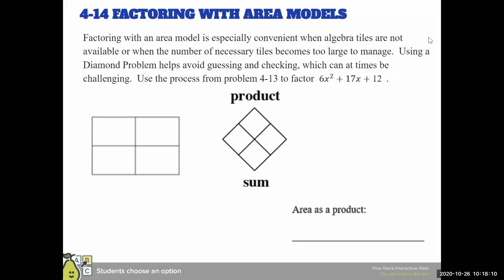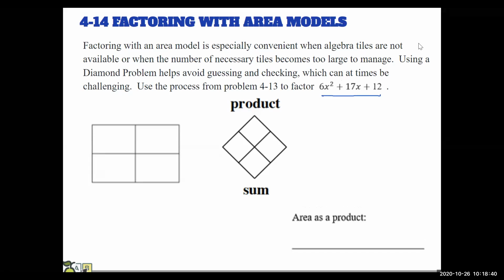Okay, so let's do this one more time. Factoring with an area model is especially convenient with algebra tiles when the algebra tiles are not available, or when the number of necessary tiles becomes too large to manage. So using a diamond problem helps avoid guessing and checking, which can at times be challenging. Use the process from 4-13 to factor this expression here.